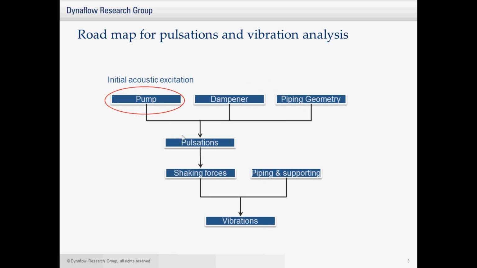So back to our roadmap. I'll go through each of these aspects involved in a pulsation and vibration analysis separately to see what kind of impact and what kind of aspects you should be looking at when looking at pulsations and vibrations. So we'll start with our initial acoustic excitation. This basically excites our systems and determines our exciting frequency, which is the pump.